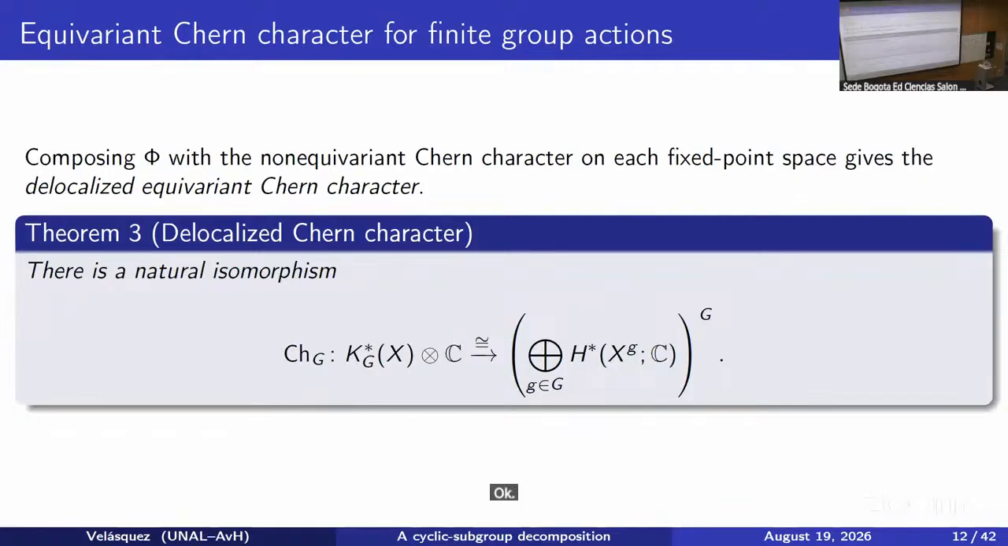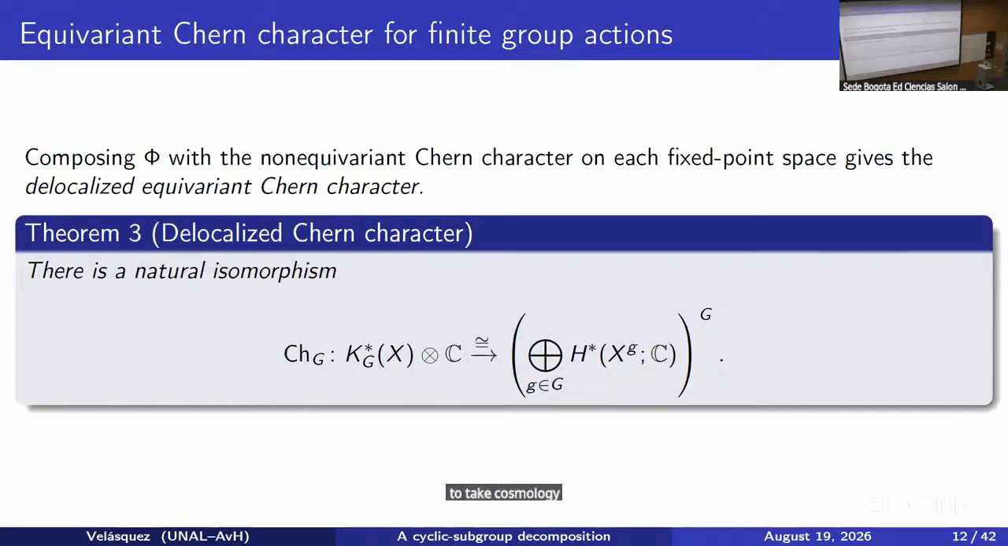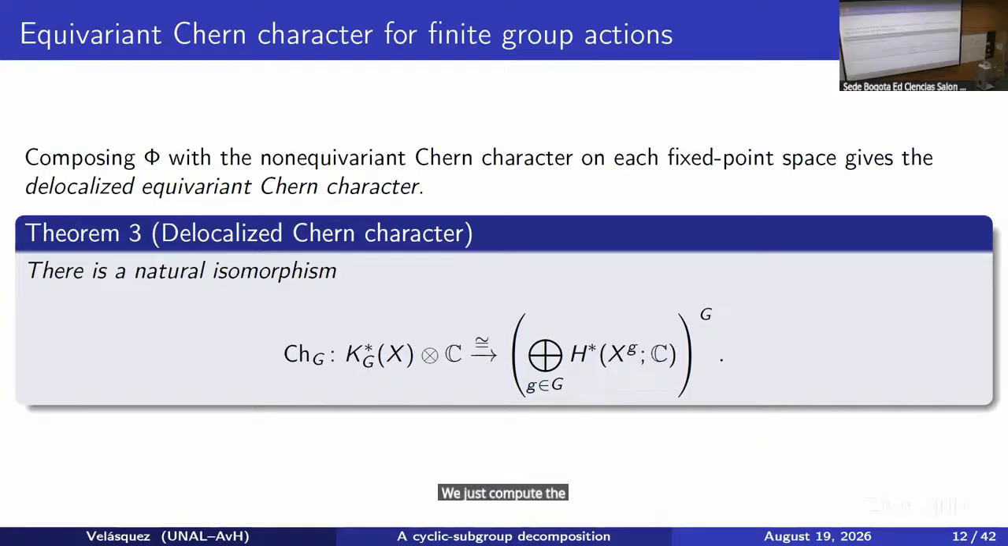Then we have this theorem. We apply first the Atiyah-Segal theorem to obtain K-theory of the fixed points, and then the Chern character to obtain cohomology with complex coefficients. It means that we want to compute the torsion-free part of equivariant K-theory for actions of finite groups. We need just to compute the cohomology of the fixed points and understand the G action on this vector space. That is the localized Chern character.